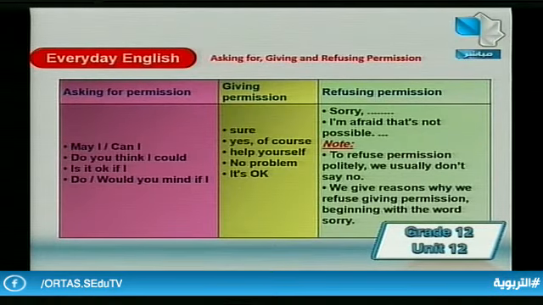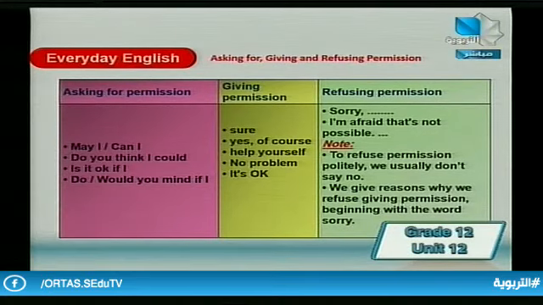Also, another expression used in refusing: I'm afraid that's not possible. I'm afraid here is in the same meaning of saying sorry in a more polite way. Exactly. But note, when we apologize, we have to give a reason. So to refuse permission politely, we usually don't say no. We give reasons or justify why we refuse giving permission, beginning with the word sorry. Very nice indeed. So, dear students, dear colleagues, this is about how to ask, give and refuse permission.